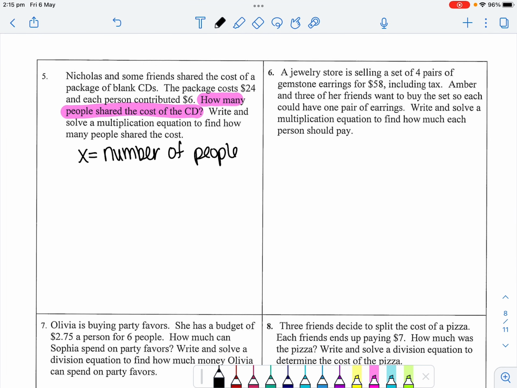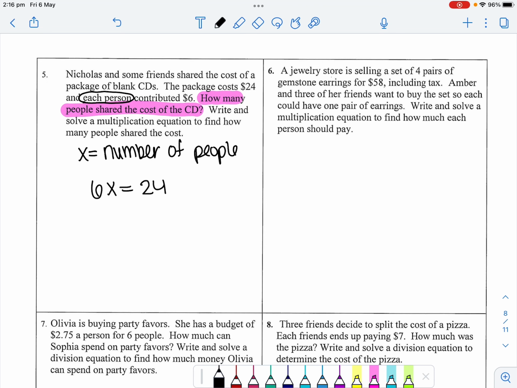This says each person contributed $6. That's like your for each, your for every, your per. So I'm going to say that 6x equals $24. And then I'm going to solve this by division. So I'm going to divide by 6 on both sides. So x equals 4 people.